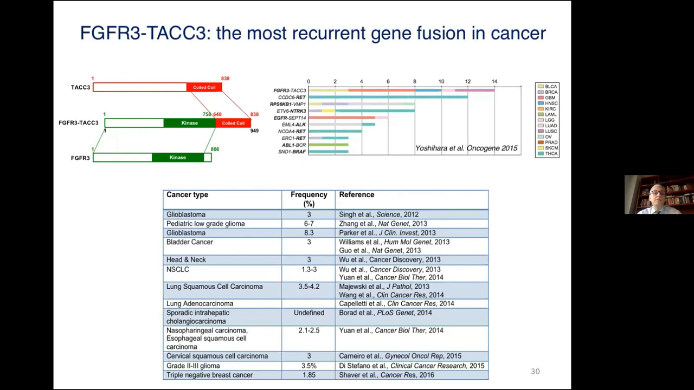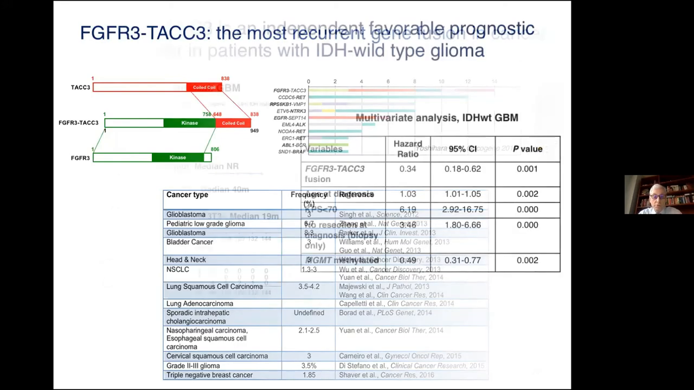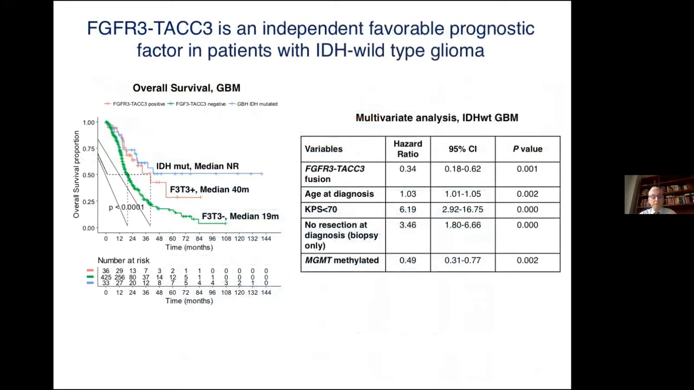We found this fusion in 3% of IDH wild-type GBM, but now this fusion is viewed as the single most frequent gene fusion across all human cancer, because as you can see, a similar low-frequency population of patients with this fusion have been identified essentially in every single type of solid tumor in human patients.